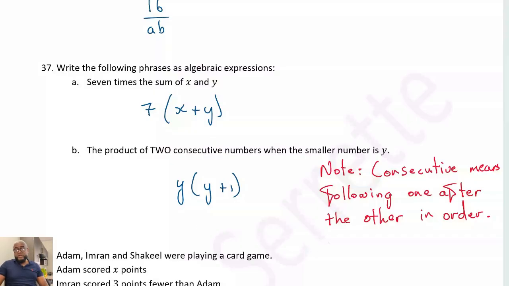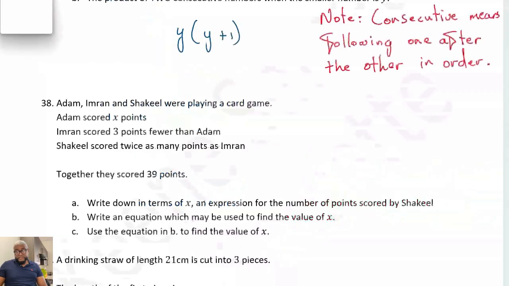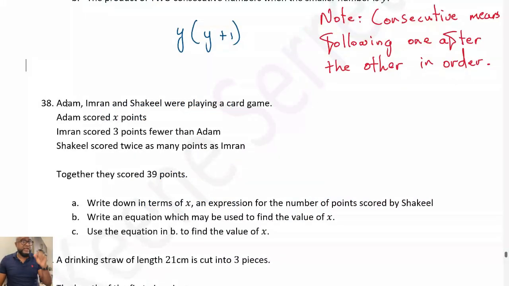Right. So this is the product of two consecutive numbers. Right. Let me go. We're reading the question. Adam, Imran, and Shakil were playing a card game, right? Adam scored x. So you lock down that score in your head. Adam scored x, right? Imran scored 3 points fewer than Adam. How much did Adam score? When I ask you how much did Adam score, I talk about a letter x, right? Adam scored x, but Imran scored 3 points fewer than Adam. So whatever Adam got, whatever that x is, I just have to minus 3 and I can get Imran's score.